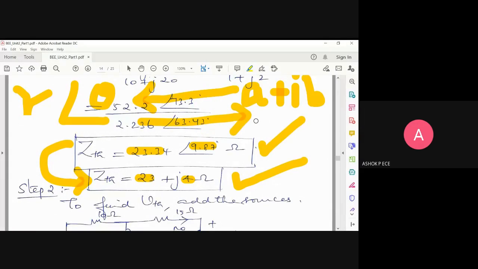Here the angle is positive. It need not be positive always. If the angle is negative, you have to consider cos of negative angle or sine of negative angle.